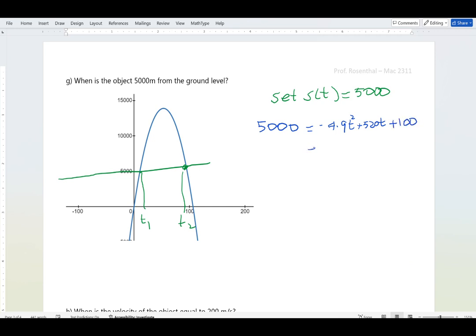And this is another quadratic equation, so I'm going to subtract 5,000, get 0 on one side to obtain negative 4.9 t squared plus 520 t. And if you have 100 minus 5,000, you're going to have negative 4,900 as your last term. Notice again, this is not easy to factor. There's no simple way to take out just a t or anything like that. We're going to have to use the quadratic formula once again. So this will be a great time for you to pause the video, and when you come back, I'm just going to show the answer to you so you can check your work.